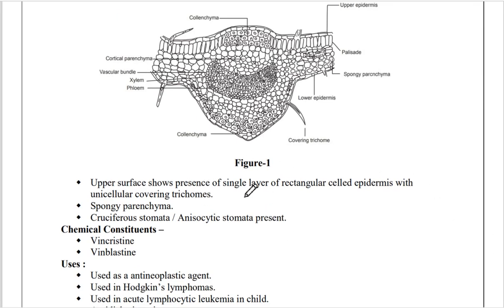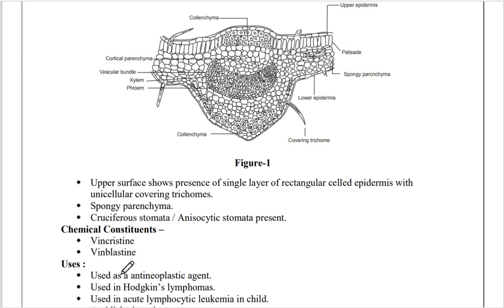As I have also mentioned here, the upper surface shows the presence of a single layer of rectangular cells, the epidermis, with unicellular covering trichomes. Then it has spongy parenchyma cells, and a cruciferous stomata or anisocytic stomata is present.